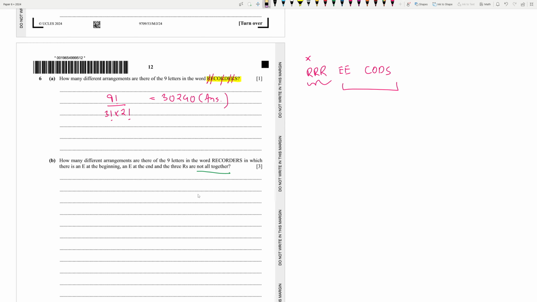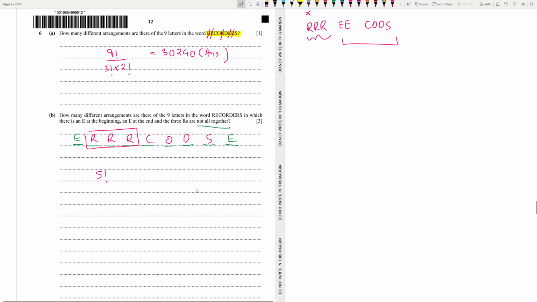Not all together. So let's make them together first. 1, 2, 3, 4, 5, 6, 7, 8, 9. So E's are at the ends. Suppose the R's are together, 1, 2, 3 as one unit, and then C, O, D, S. So how many units do we have? The E's are fixed. The 3 R's are 1 unit and C, O, D, S are 4 units, so 5 units. So that is 5 factorial. That's it. Because the R's are repeats, we don't have to do anything. It gets cancelled out.